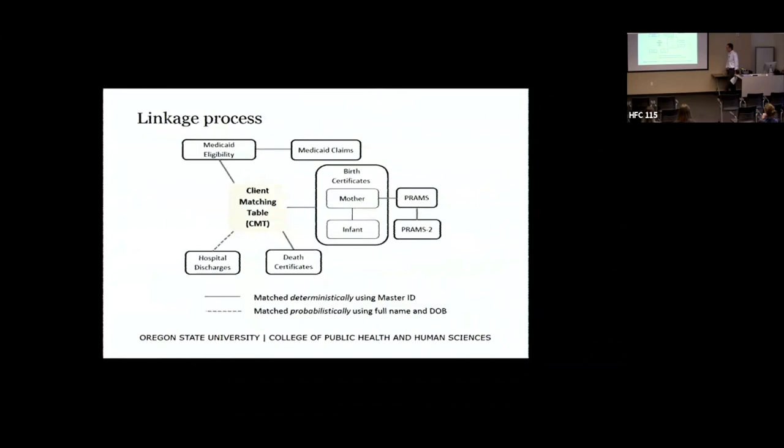And the process was that the client matching table at ICS links deterministically to Medicaid and to birth certificates. There's one birth certificate that covers both the mother and the baby. And there's a probabilistic link to hospital discharge, because the identifying information in hospital discharge is not as exact as vital records. We have lots and lots of tables about linkage rates, generally greater than 90%. So large enough that we're confident we are getting a census of the events.